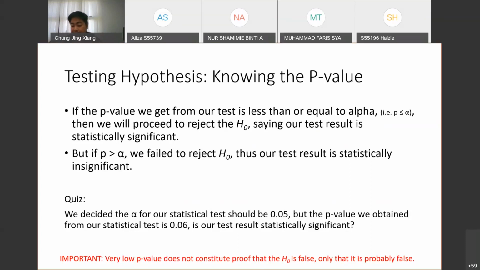And you have to always remember, when the p-value is very low, it does not necessarily mean H0 is false. It is just probably false. P-value means probability. So if you get the probability 0.01, it just means there is a 1% chance H0 is actually true. It does not mean H0 is really not true. So remember, when you talk about statistics, we talk a lot about probability.